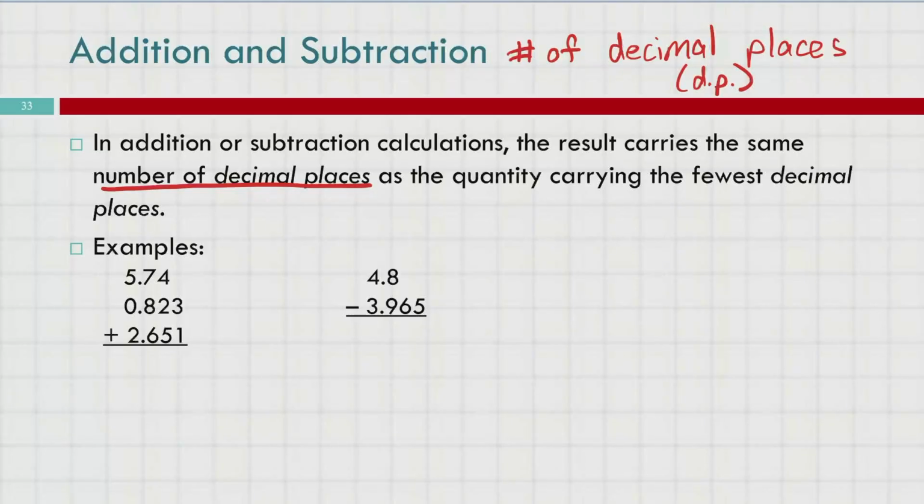Okay, so some examples. We've got the number 5.74. How many places after the decimal does this have?